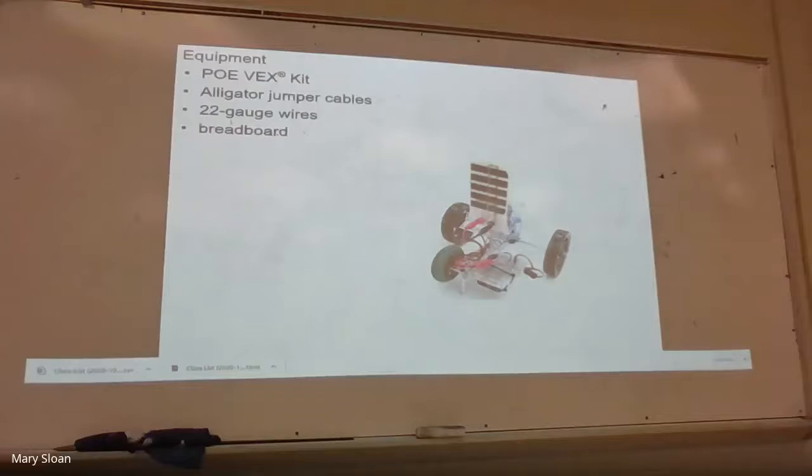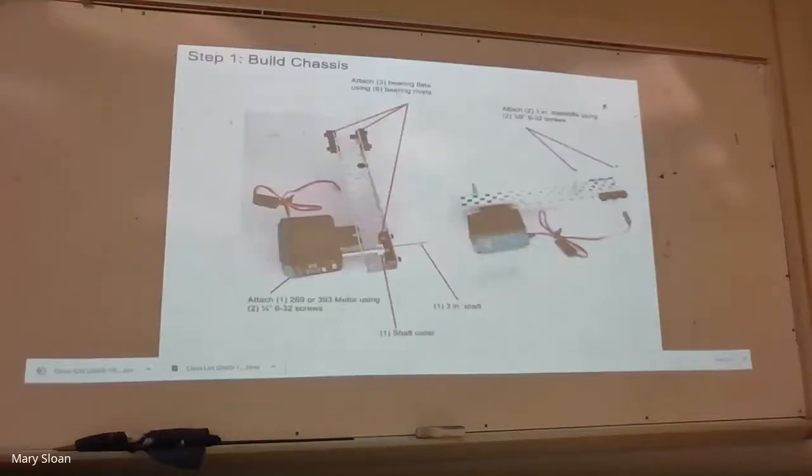So start here first. Let's gather all the supplies and make sure we have everything. You have to have a motor. Do you have a motor? I think I put a motor on everybody's desk. A motor, it's green. No, that's the kit. Go ahead and open your kit up first.